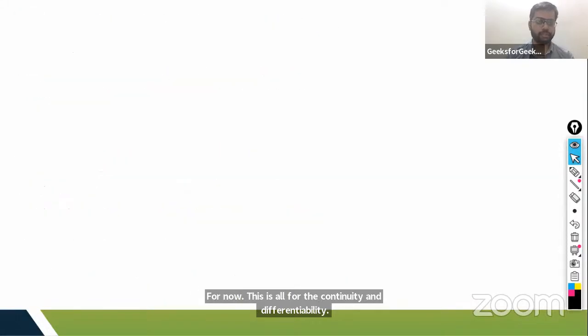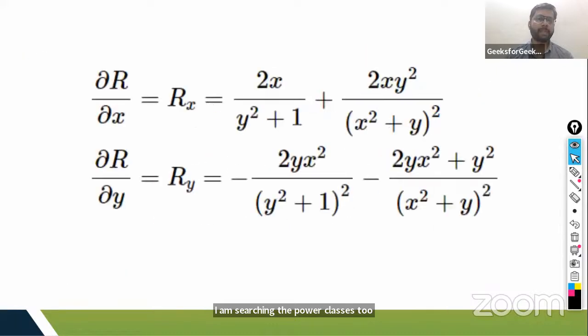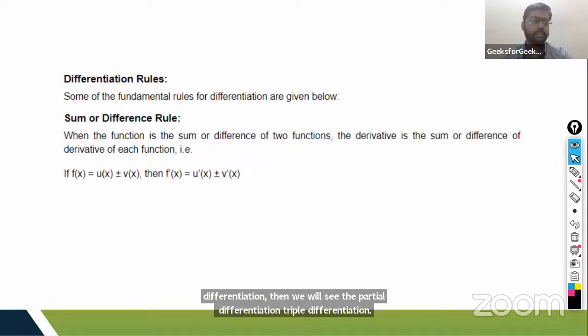I am switching our classes to differentiation. The whole thing is ready. I just have to make sure that you guys are comfortable or not. So let's start with the differentiation rules. I believe you all know the basic differentiation rules. I just have to give you a glimpse of that. Some questions we will do on the differentiation, some on partial differentiation. Then we will see partial double differentiation and triple differentiation. Then we will jump back to this. Are you guys okay with that? Is there any issue?